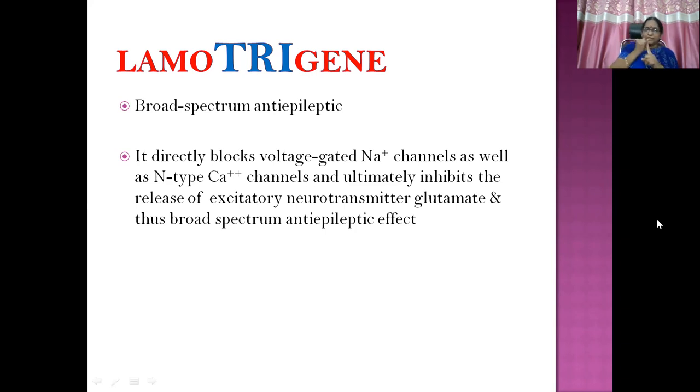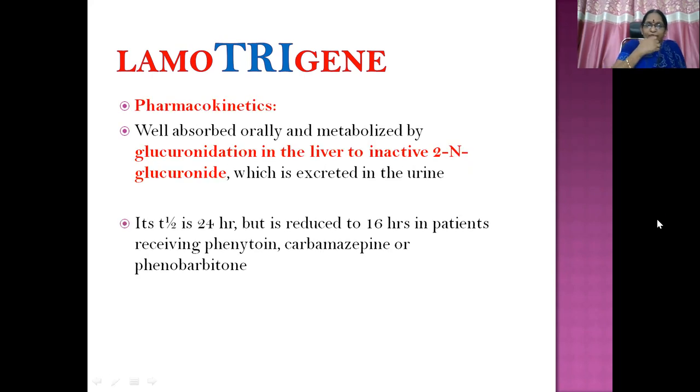So one is sodium channel blockade, and another is N-type calcium channel blockade, and the resulting effect is inhibition of glutamate and aspartate release. So triple effect: lamotrigine, tri means triple effect. Pharmacokinetics: it is absorbed orally, metabolized by glucuronidation in the liver to inactive 2-N-glucuronide, which is excreted in the urine. Half-life is 24 hours, which is one day, but reduced to 16 hours in patients receiving phenytoin, carbamazepine, or phenobarbital.